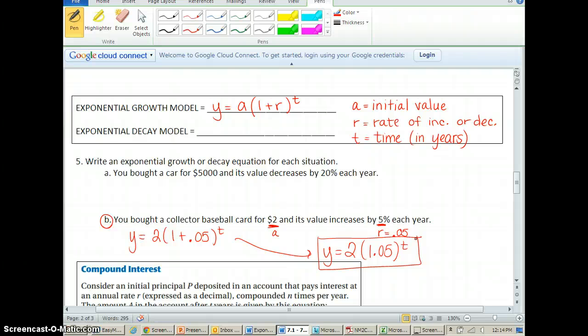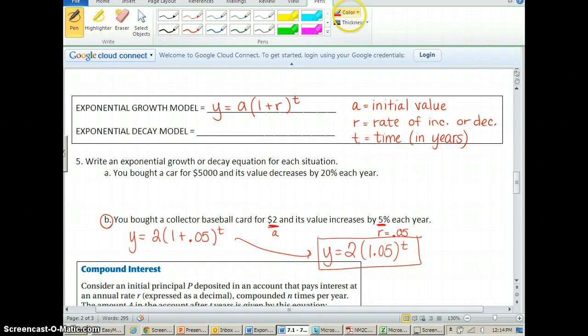Let's say I wanted to know how much was it worth after 5 years. Well, you have to ask yourself, where does years go in this equation? It would go in for t. And then we would just use the order of operations. You would have to do exponents first, and then you would have to multiply by 2. And that's really important that you make sure you do that in the right order. We'll look at some examples of that in a minute.